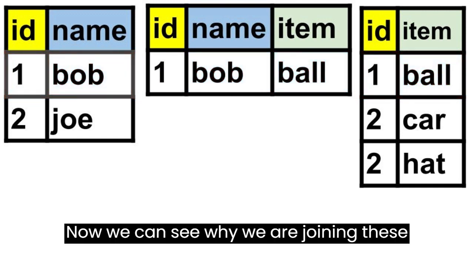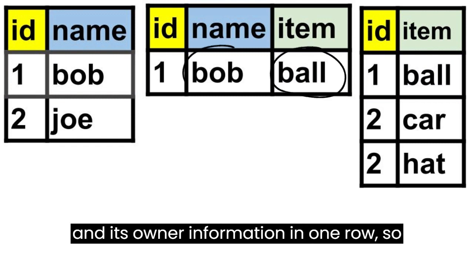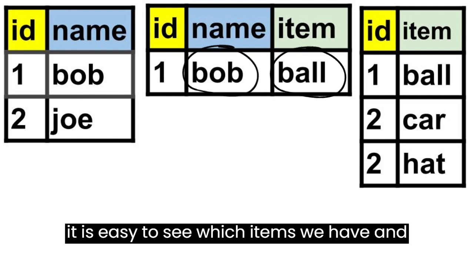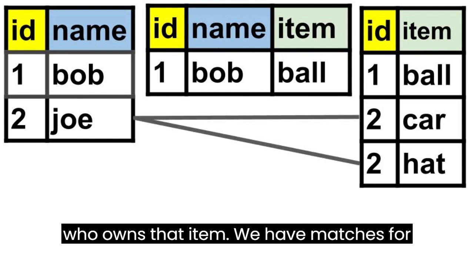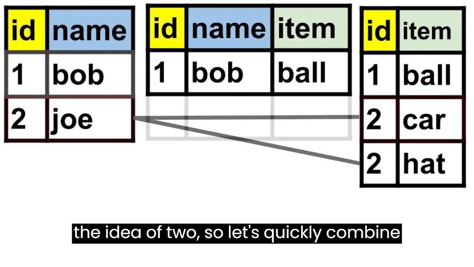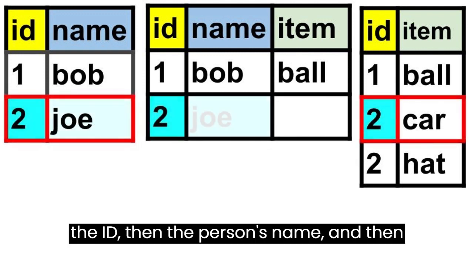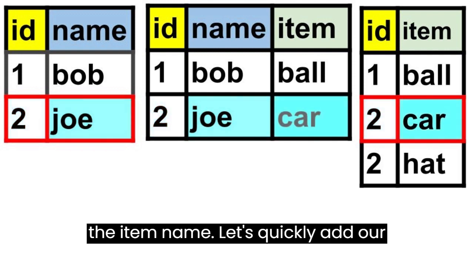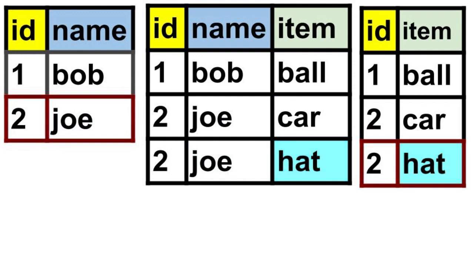Now we can see why we are joining these tables. We can combine item information and its owner information in one row, so it is easy to see which items we have and who owns that item. We have matches for the ID of 2, so let's quickly combine these rows. For this match, we add the ID, then the person's name, and then the item name. Let's quickly add our last match for Joe's hat.